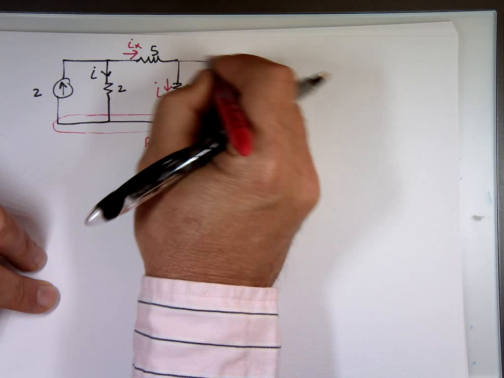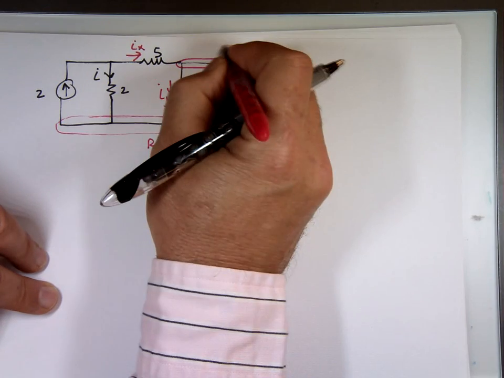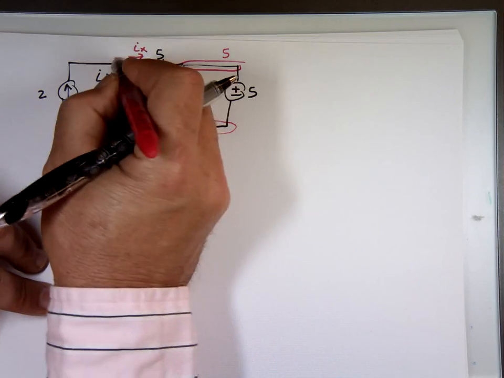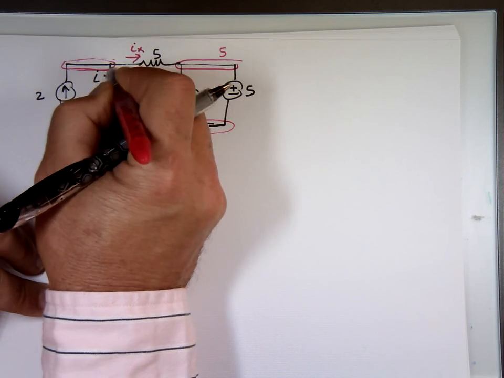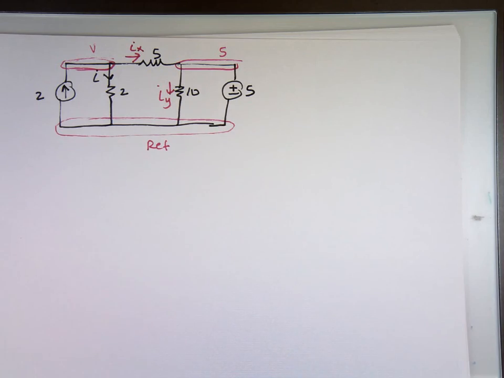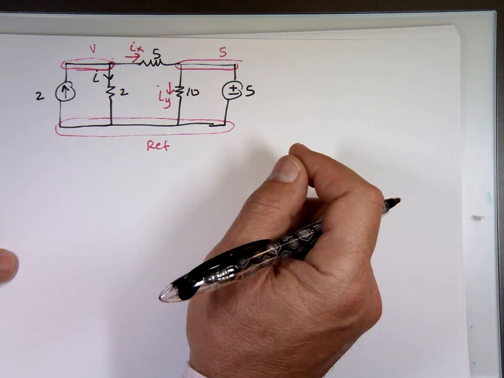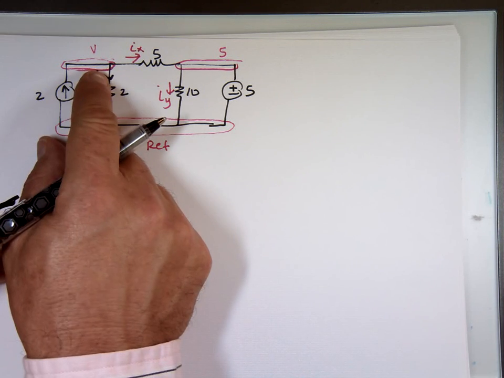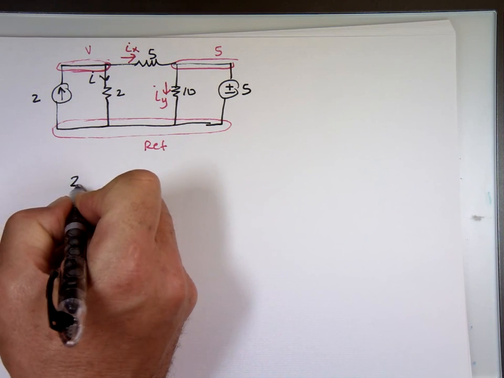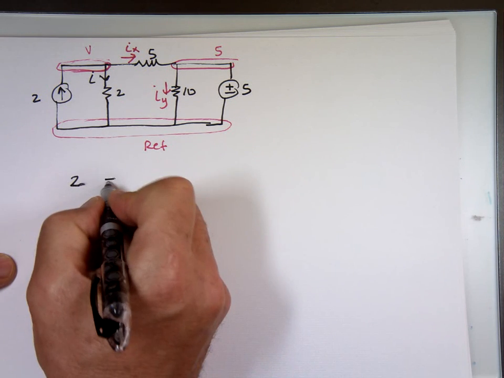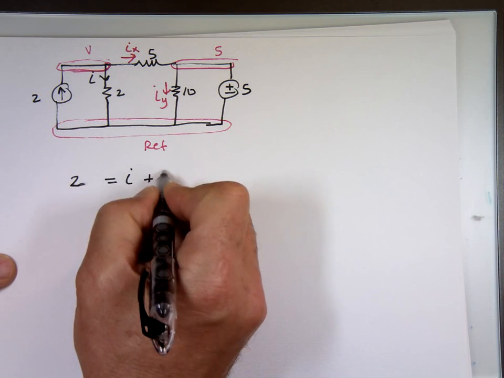This voltage here is what? 5 volts. This voltage here is unknown. We'll call it V. So how many unknowns do you see there? One. One equation, one unknown. If I do the current entering this node, it should equal the current leaving that node. What's going into that node? The 2 amps. And what's leaving that node? I plus I sub x.